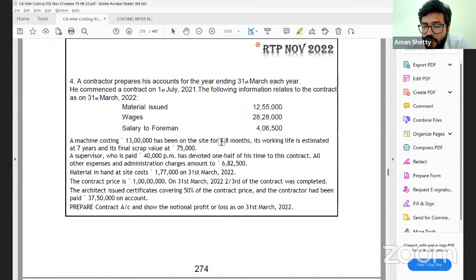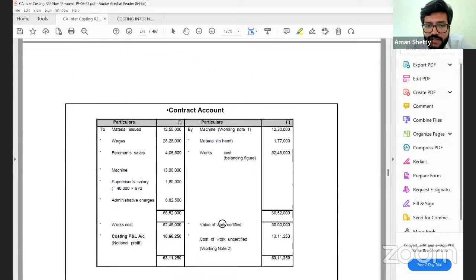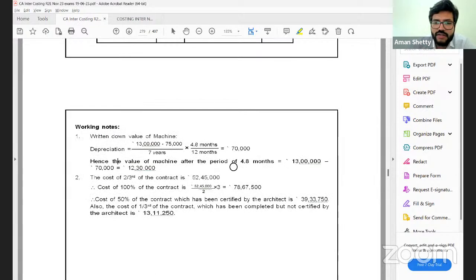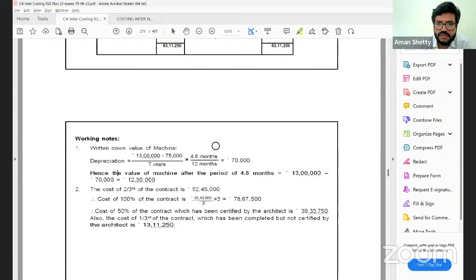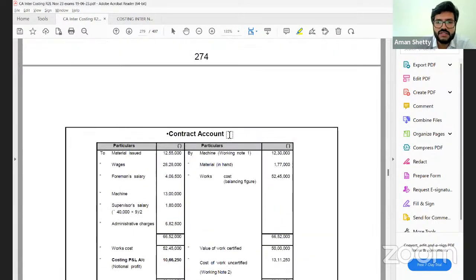So on the site it is there for 4.8 months. Working life is 7 years. Scrap value is 75,000. So annual depreciation you can easily find out: 13 lakh minus 75,000 divided by 7. However, for the entire period it is not in the contract. It's only for 4.8 months. So the depreciation is divided by 12 and multiplied by 4.8. Same thing they've done: 13 lakh minus 75,000 divided by 7 divided by 12 into 4.8 is 70,000. Next.